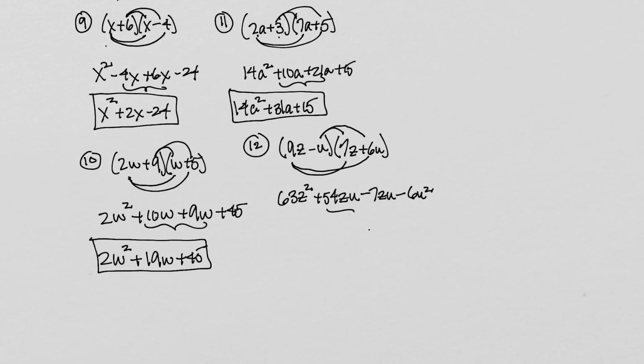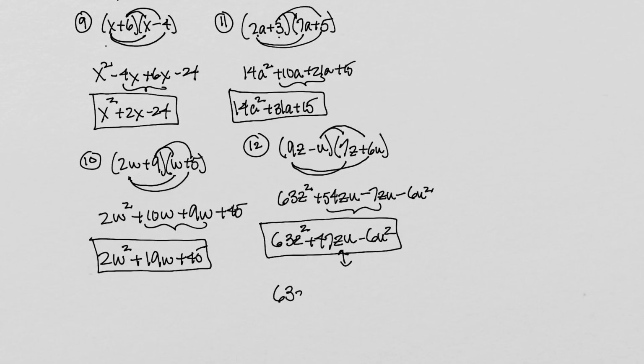Combining some terms here, those middle terms will combine, so we'll get 63z squared plus 47zu minus 6u squared. Or if you like, you could write that like this: 63z squared plus 47uz minus 6u squared. And you might do this because a lot of us like to write our variables in alphabetical order. So these are both the same.